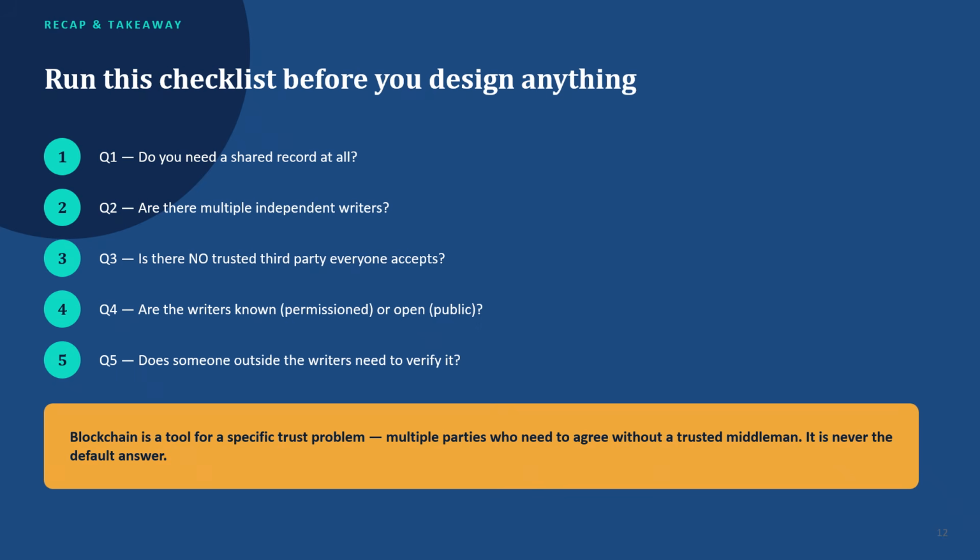The single sentence to remember: blockchain solves one specific trust problem, multiple parties who need to agree without a trusted middleman. It's never the default choice, and now you have a 2-minute test to prove it, one way or the other.